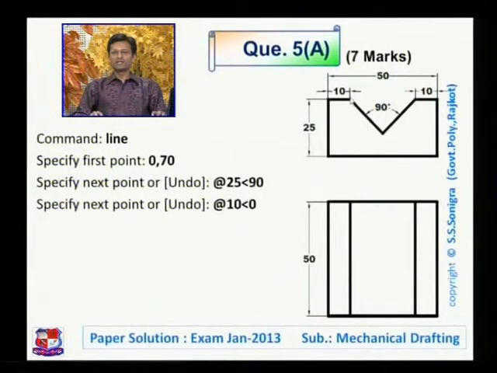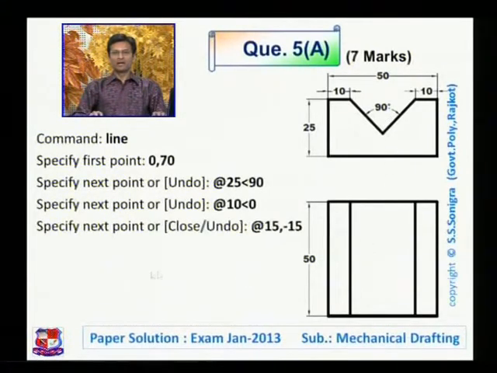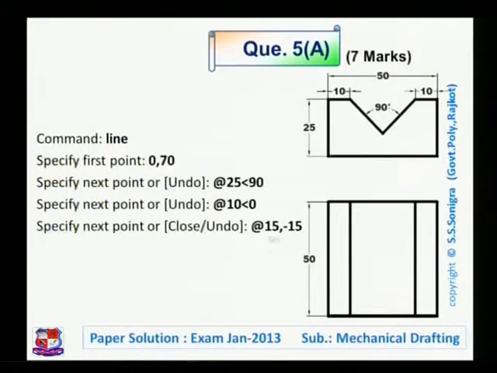So if we make this point as a reference, 15 mm in the x direction and 15 mm in the negative y direction, not positive y. So plus 15 in the x direction and minus 15 in the y direction would give us this point. So enter the command like this: specify next point or close undo, at an angle of 15 and minus 50. It represents that we have taken this point as a reference at 15, minus 50. So till now we have drawn the figure up to this point.